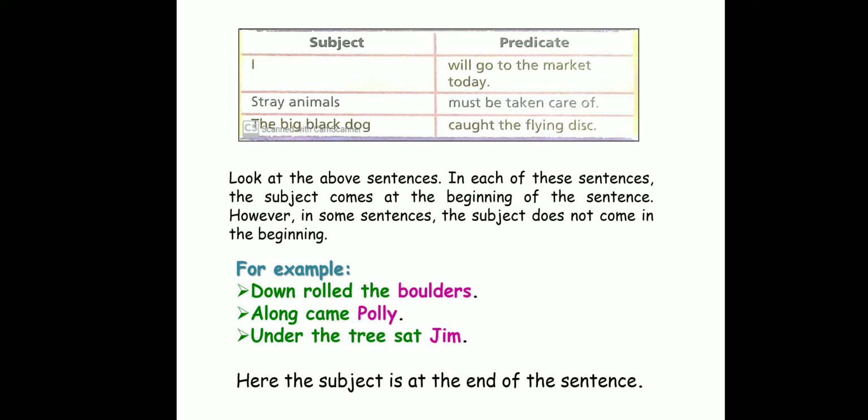Alright. Last example. Under the tree sat Jim. So here we are talking about a boy called Jim. And what are we saying about Jim? We are saying that Jim sat under the tree. So under the tree sat is the predicate, hence it is in green, and Jim, because we are talking about Jim, Jim is the subject, and so that is in pink. Okay, so what did we learn in this slide? We learned that it is not necessary that subject will always come before the predicate. Predicate may come first and then subject will come. It can be both ways. Alright.